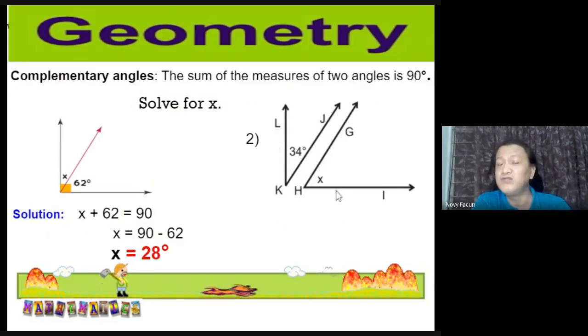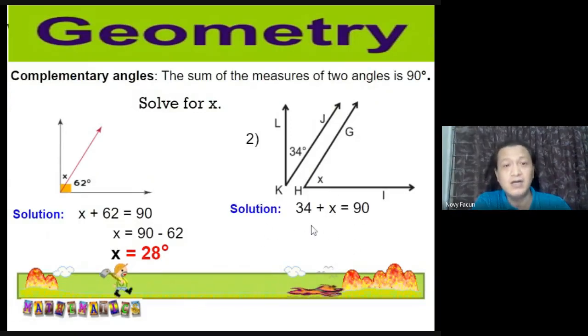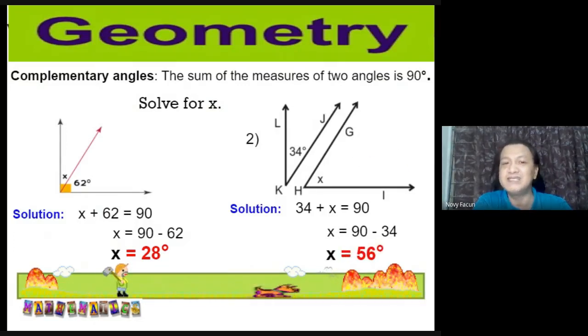So how are you going to solve the value of x or the missing angle? Our equation is 34 plus x equals 90. Where does the 90 come from? Because of the concept of complementary. So meaning the sum of the two angles is always 90. And you're going to transpose 34 to the right side of the equation, that will become negative, or we subtract. That is 90 minus 34, we get x equals 56 degrees.